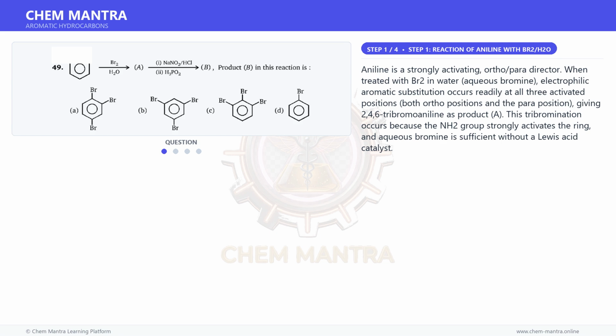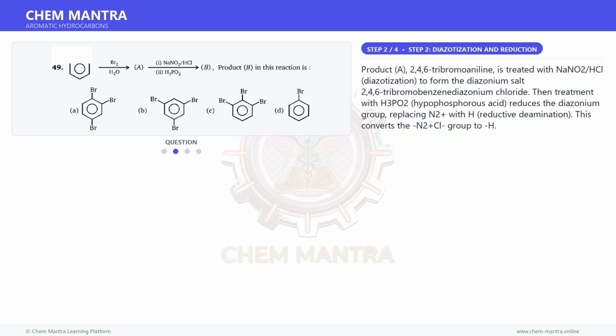This tribromination occurs because the NH2 group strongly activates the ring and aqueous bromine is sufficient without a Lewis acid catalyst. Moving on to the next step.